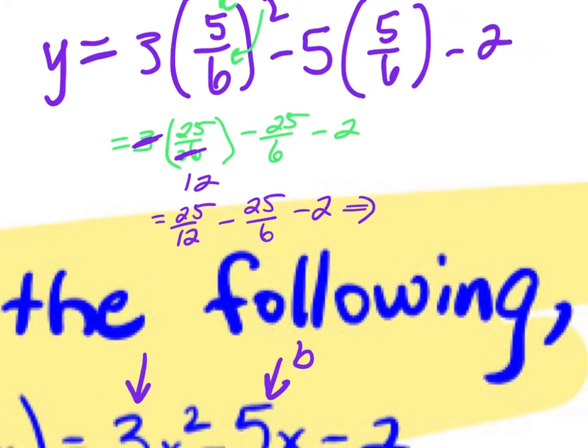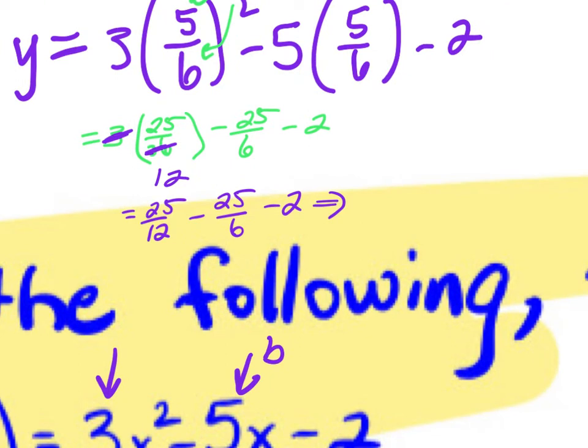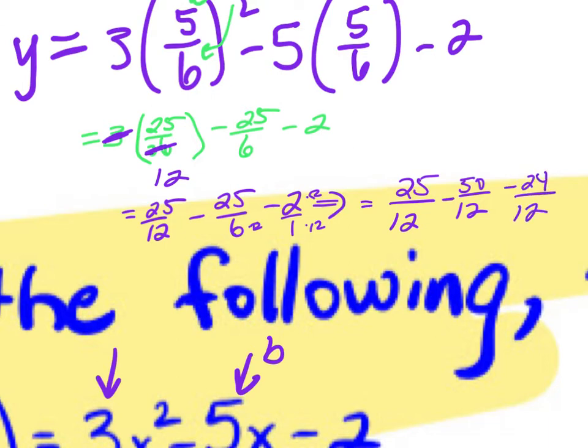So now I'm going to get a common denominator. So my common denominator, obviously, between 12, 6, and 1 is going to be 12. So I have 25 over 12. In order to change 6 into twelfths, I have to multiply by 2. So if I multiply the bottom by 2, then I multiply the top by 2. So that becomes negative 50 over 12. Now, if I want to change negative 2 to twelfths, I'd multiply the bottom by 12, so I multiply the top by 12, and I get minus 24 over 12.